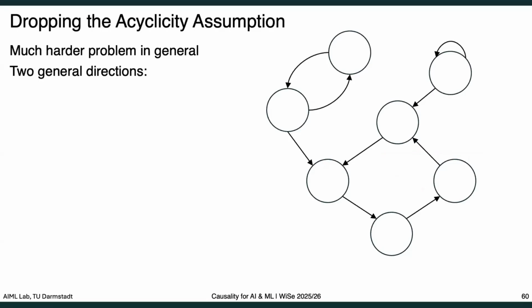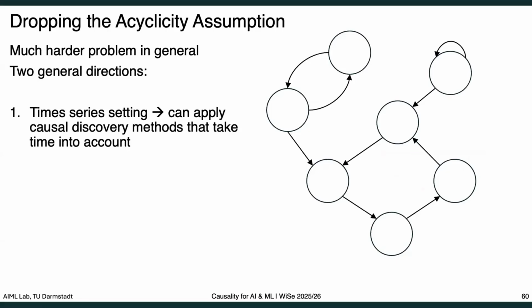Now on the acyclicity assumption, there are basically two general strategies for how we can still do causal discovery if we have cycles in the graph. One is exactly that time series setting. If we have time, then this can resolve cycles in a way, right? We can say, okay, A causes B and B causes A, but there's always a lag. Then we can still observe them. There are multiple different ways, but just know that in time series, acyclicity and cyclic relations are a big topic.